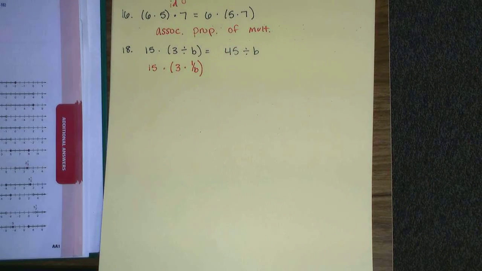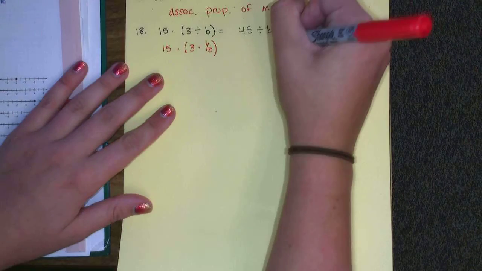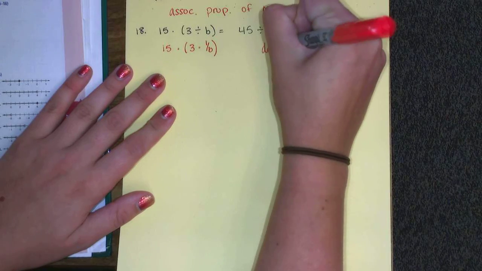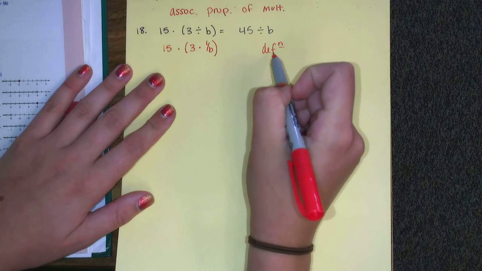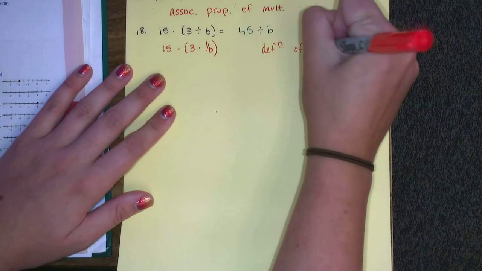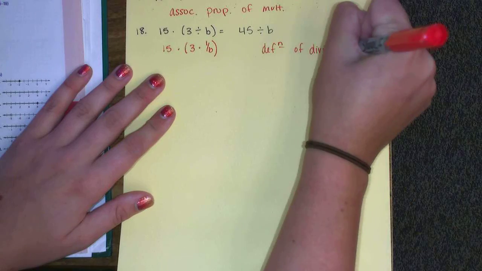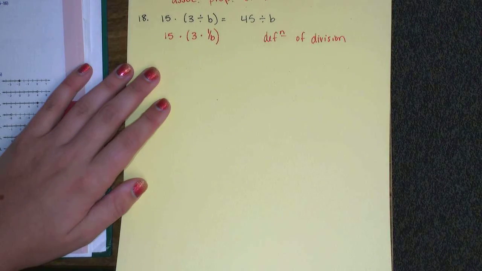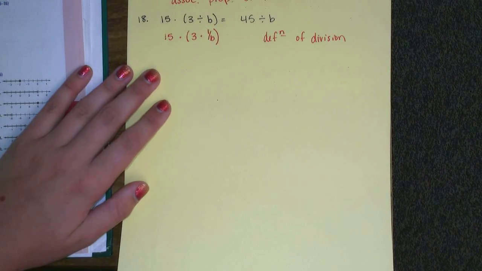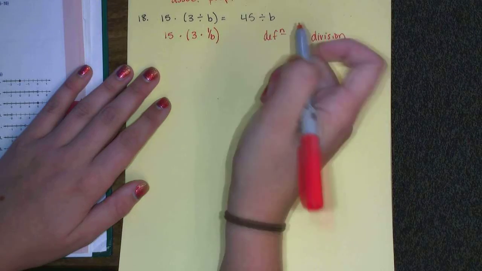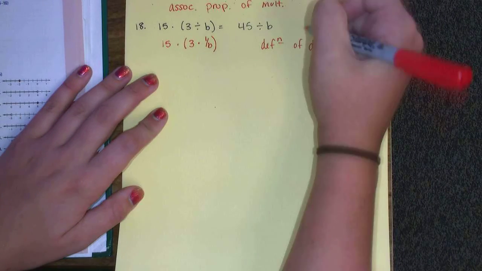All right. So this is the definition of division. And I'll abbreviate it as DEFN of division. That's just how I abbreviate it. So that's step 1. Nope, we're not doing anything to the right side. The right side stays.